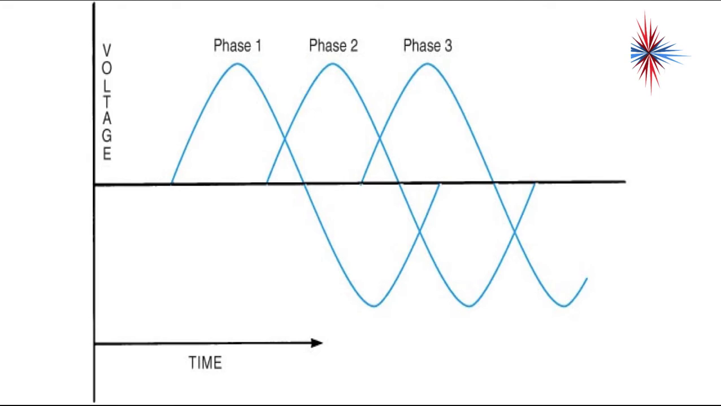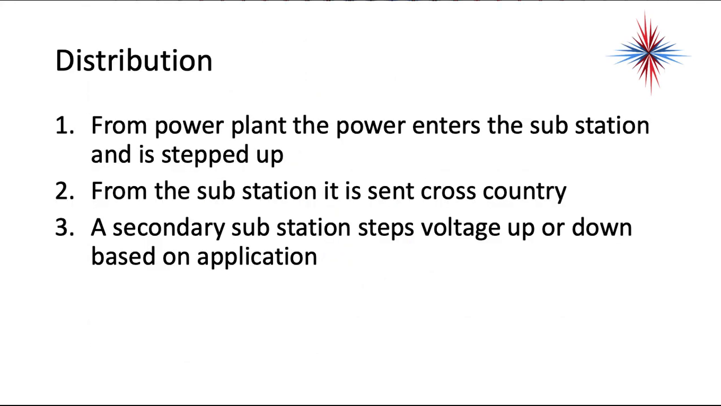Three-phase power. We actually capture L1, L2, and L3, and sometimes they'll capture the neutral wire as well, not always. So how does power get distributed? From a power plant, the power enters a substation and is stepped up. What that means is we might take the 10,000 volts coming out of the power station and step that up to 20 or 25,000 volts, sometimes higher.